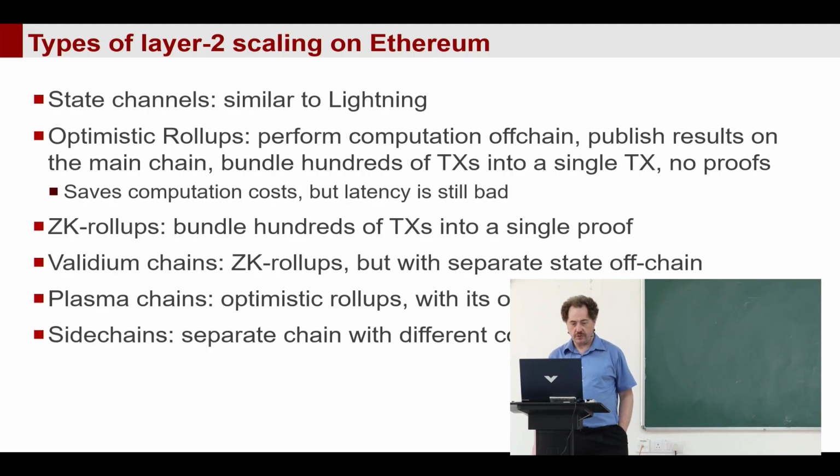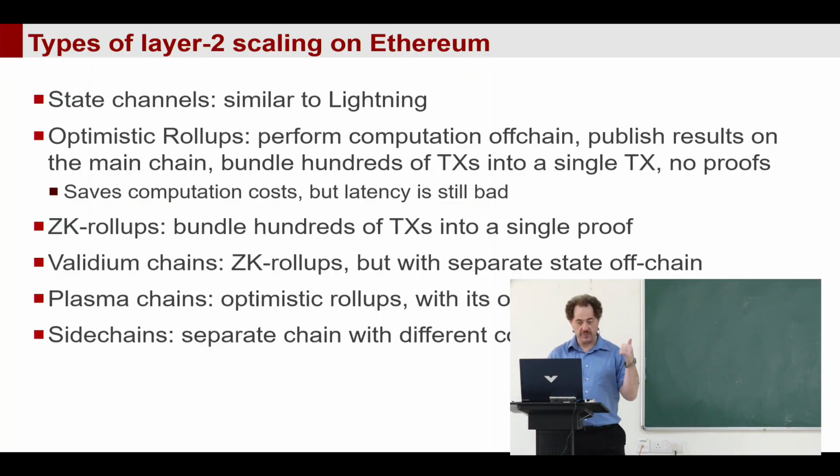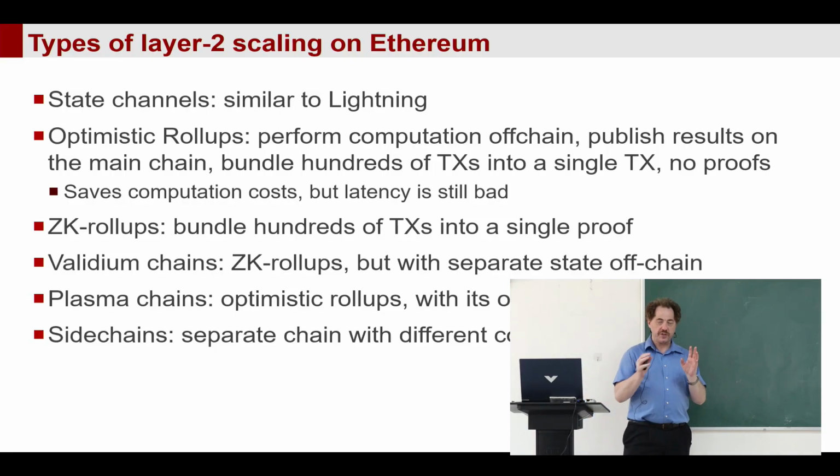First, Ethereum has state channels, which are pretty much the same technology as Lightning networks in Bitcoin. However, it also has optimistic rollups, ZK rollups, zero-knowledge rollups, Validium chains, plasma chains, and side chains. They all serve the same purpose, but they have slightly different solutions and models.